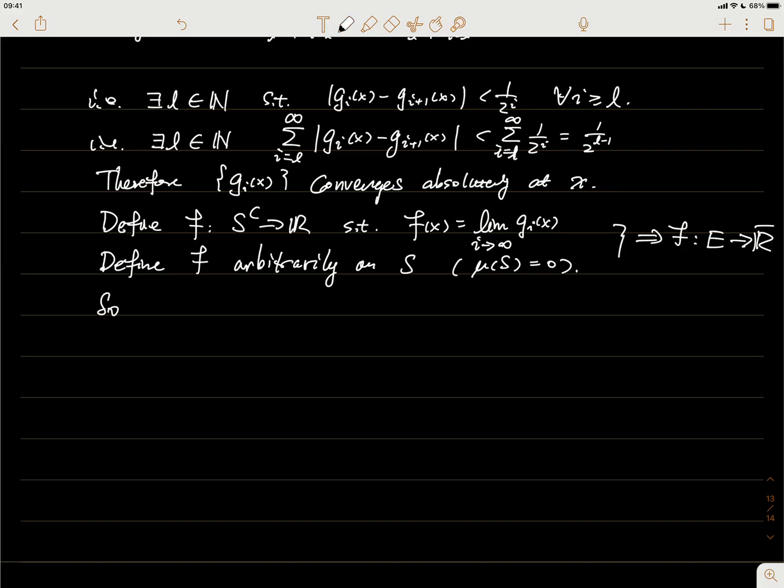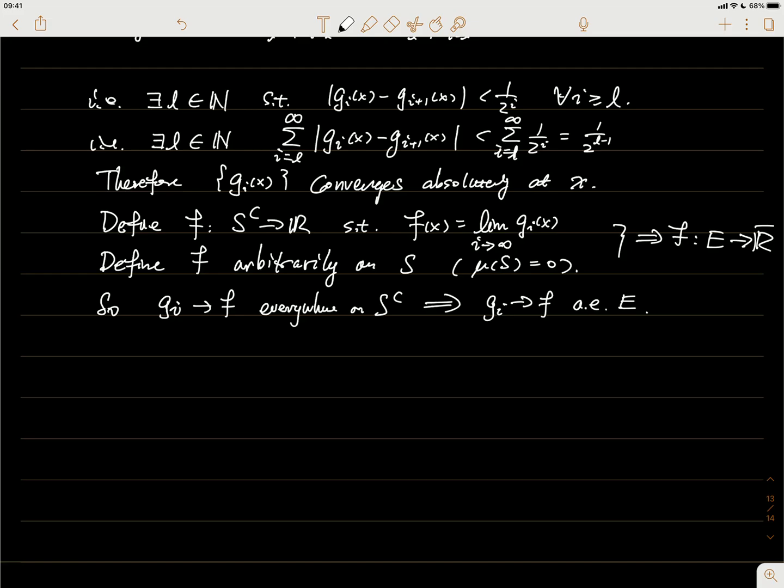So the g_i converges to f everywhere outside the complement set, and this implies that g_i actually converges to f almost everywhere in E. Okay, so that completes the first step.